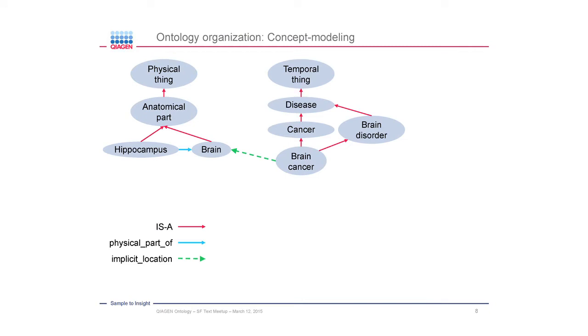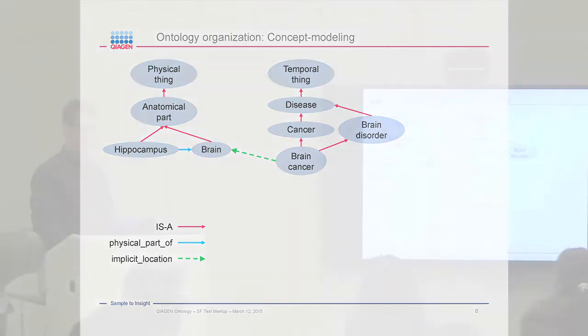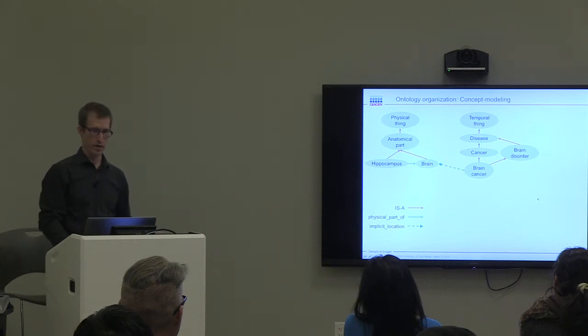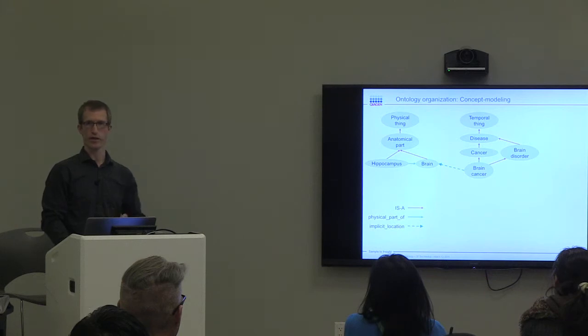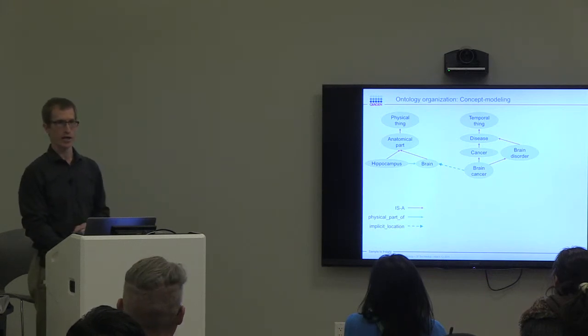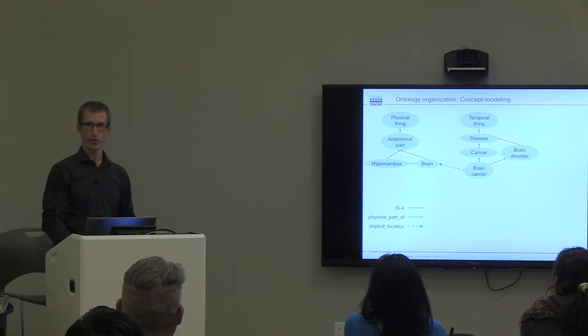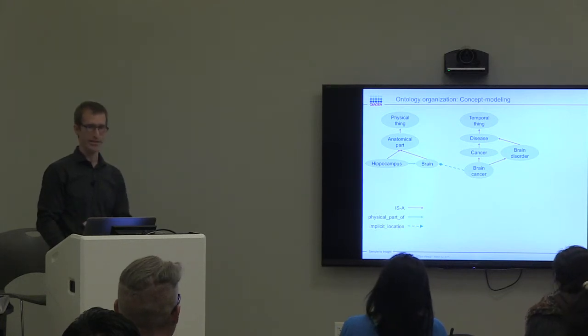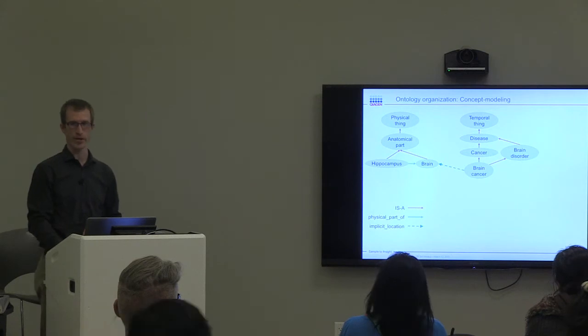We support multiple inheritance. So brain cancer, in addition to being a cancer, is also a brain disorder. Both of those things are diseases. The only thing we prohibit in terms of superclass relationships or ISA relationships are cycles. We don't have any circular relationships on ISA slots, although we don't formally prohibit it on other slots.